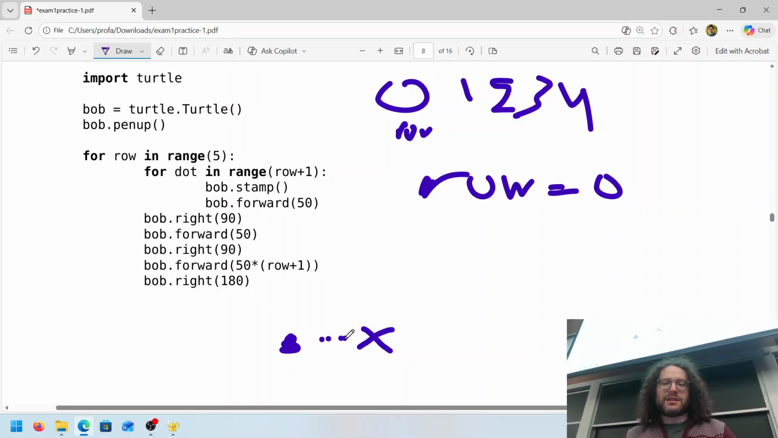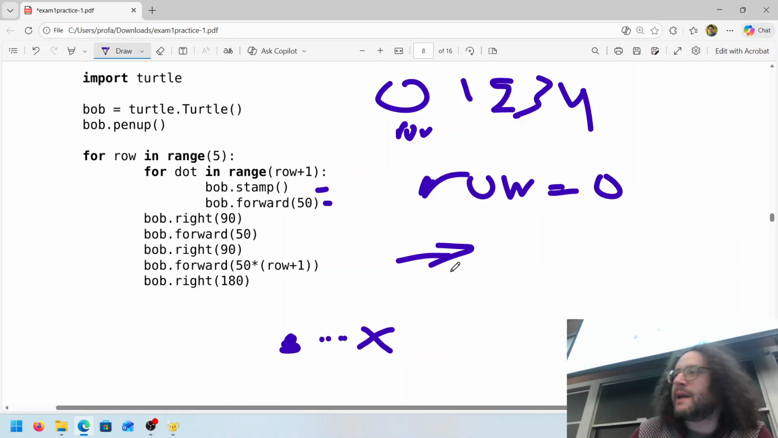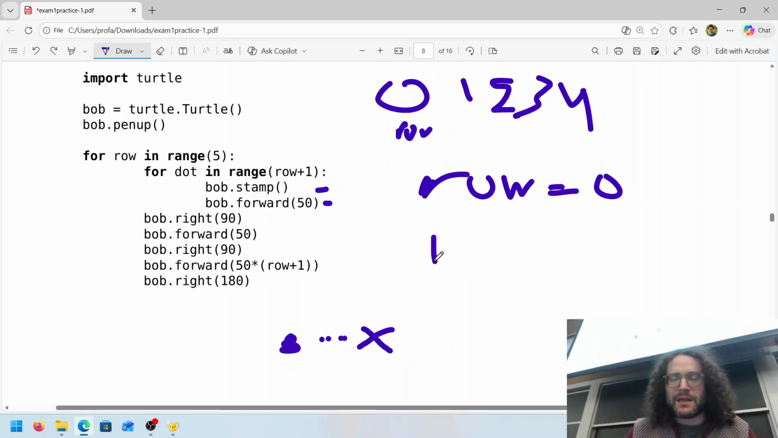Because it's a bit hard for me to just do that. Turtle is there. So we've done these lines. Then bob.right(90). Now, we always start facing this way. So turning right 90 degrees means now we are facing this way. Forward 50. We got to go forward 50. So we are now going from this position, this X position.